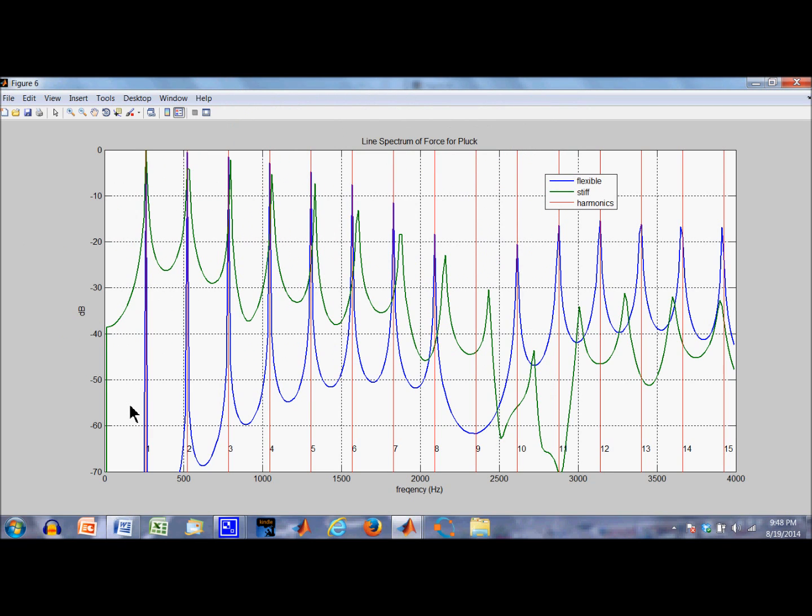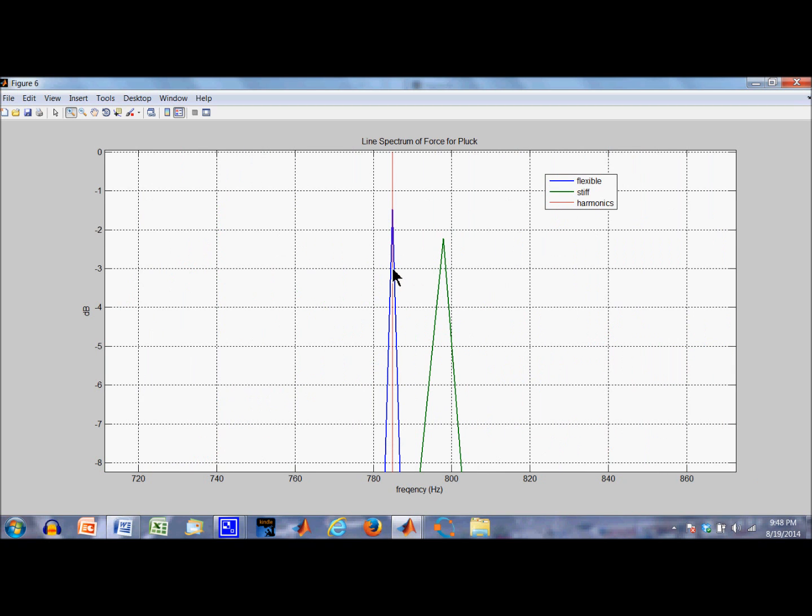Okay, here is the line spectrum of the force. You can see I've plotted the harmonics in red. So we start out, and the stiff and the flexible for 261, the first harmonic, are right on. And then over here there's a little bit of a deviation, but then by this term here, the third harmonic, you can see that the flexible is right on the red line, which is the harmonic, and the stiff has started to move to the right.